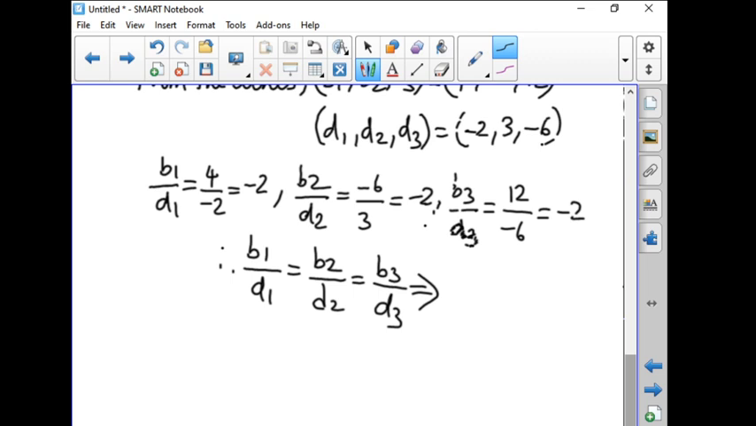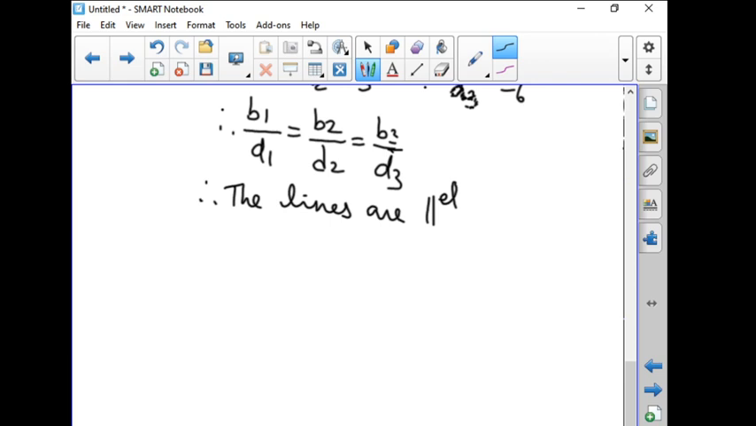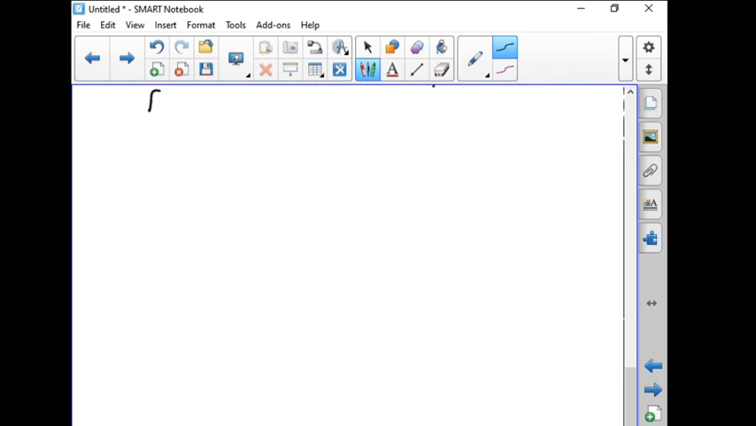Is it clear? Therefore, the given lines are parallel. Is it clear, students? Perpendicular means B1 into D1 plus B2 into D2 plus B3 into D3 equal to 0. Parallel means we have to prove that B1 by D1, B2 by D2, B3 by D3 are equal. So first you have to calculate B1, B2, B3 and D1, D2, D3. Similar to this, we have problem number 8 in the exercise.